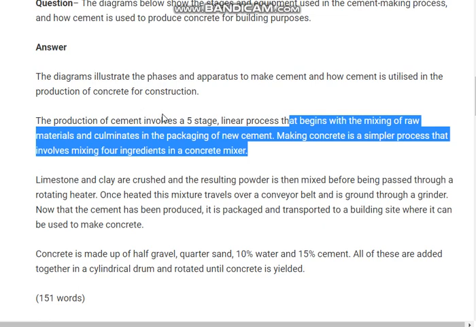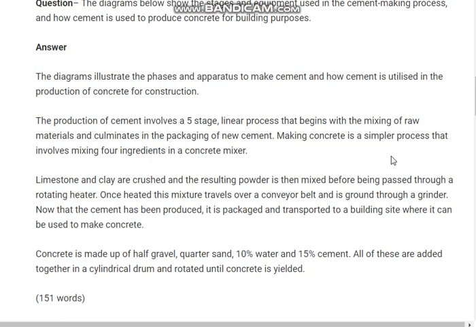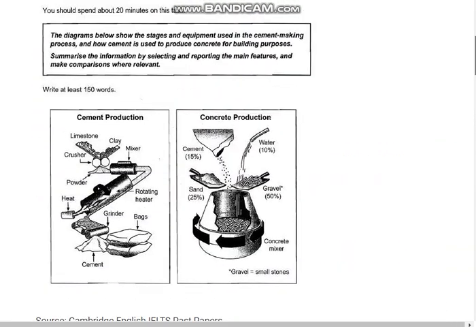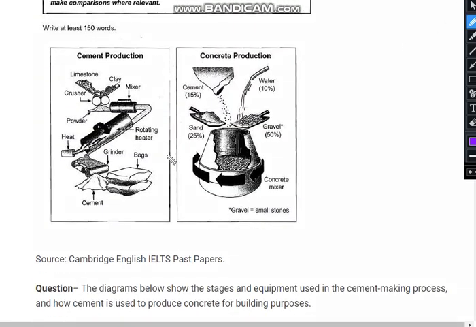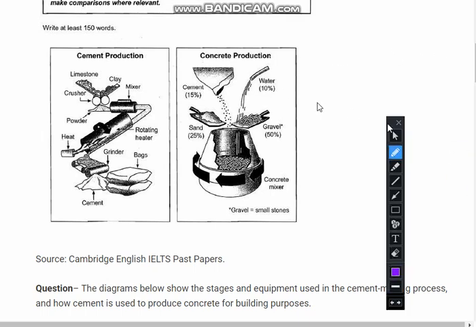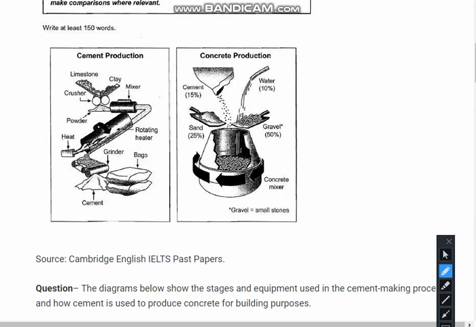The production of cement involves a 5-stage linear process that begins with the mixing of raw materials and culminates in the packaging of new cement. Making concrete is a simpler process that involves mixing 4 ingredients in a concrete mixer. Limestone and clay are crushed and the resulting powder is then mixed before being passed. Okay, so cement is used in concrete production 50%. Also, it's possible to talk about which percent it is.